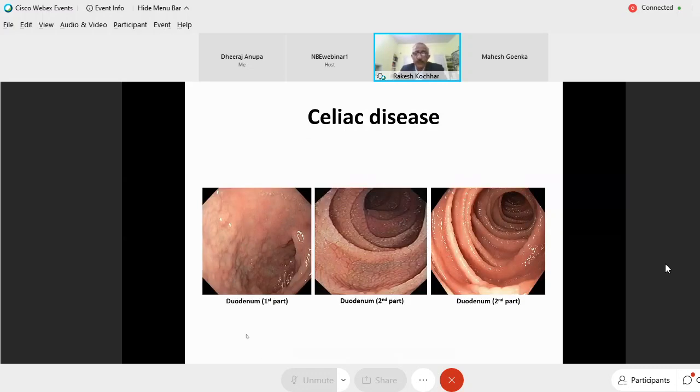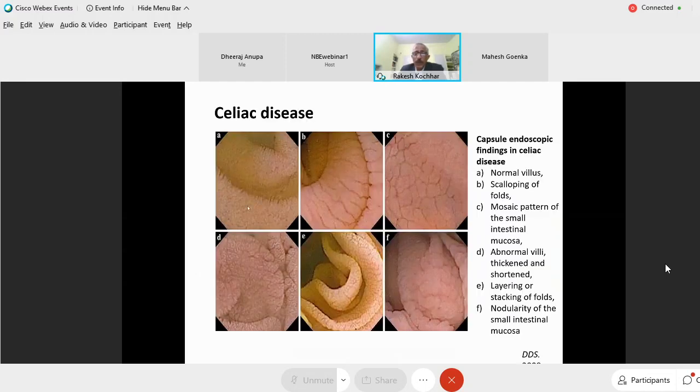Then lastly, coming to celiac disease, unless you have seen some celiac disease, you will miss it. Celiac disease can have nodularity in the first part, or sparse second part of duodenal folds, or this scalloping. This is the normal fold, but it is scalloped. You see this scalloping? This is how normal villi look, but this is how scalloping looks.